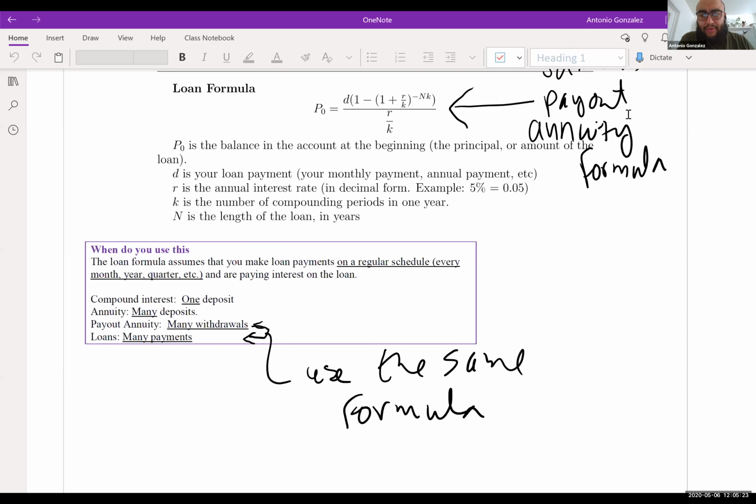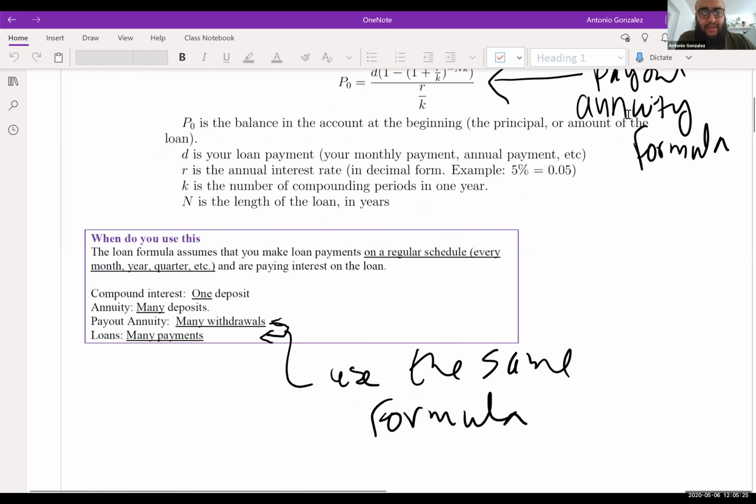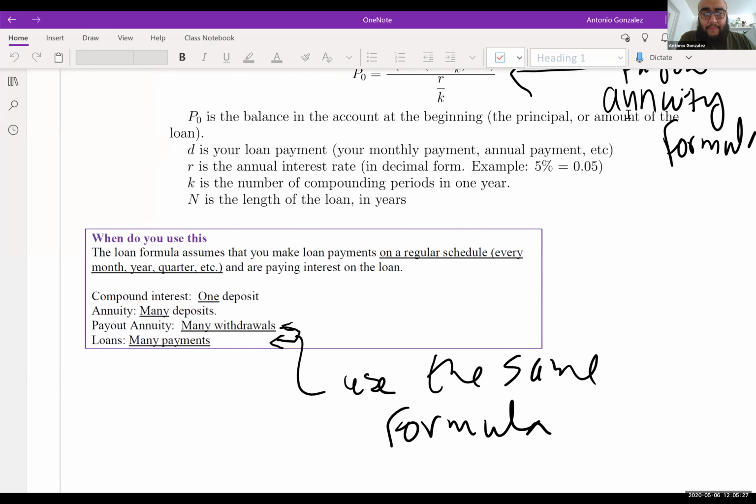That's going to lead you to decide which formula you're going to use. And again, if you haven't already, I would highly encourage you to write those 4 formulas down: the compound interest, annuity, payout annuity, and loans, on a sheet of paper, or index cards if you have some. But since you will have your notes with you when you take your final exam, I would suggest just one sheet of paper, and write yourself notes of when to use these. Write down the formulas, what all the variables mean, and then when to use them: when there's one deposit, many deposits, many withdrawals, or many payments, etc.